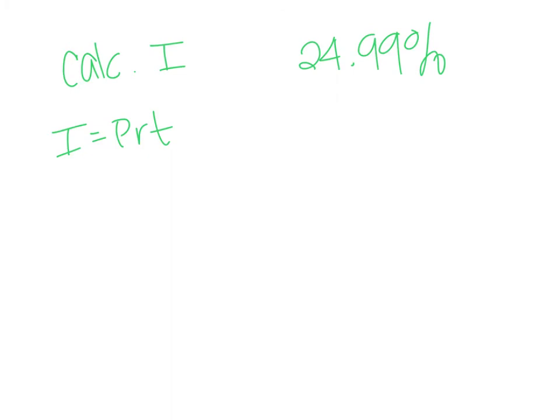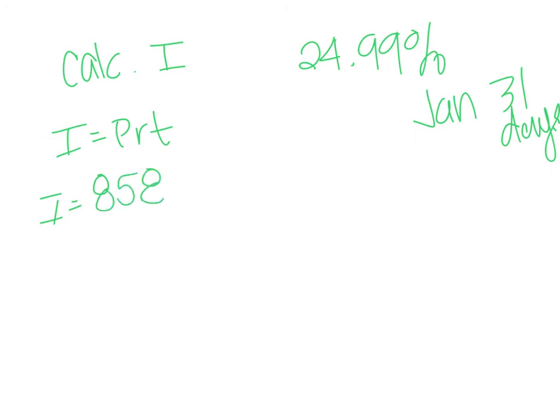Okay, and we are working in January. January has 31 days. So I equals, our principal here is the $858.06 that we just found. That's that average daily balance.